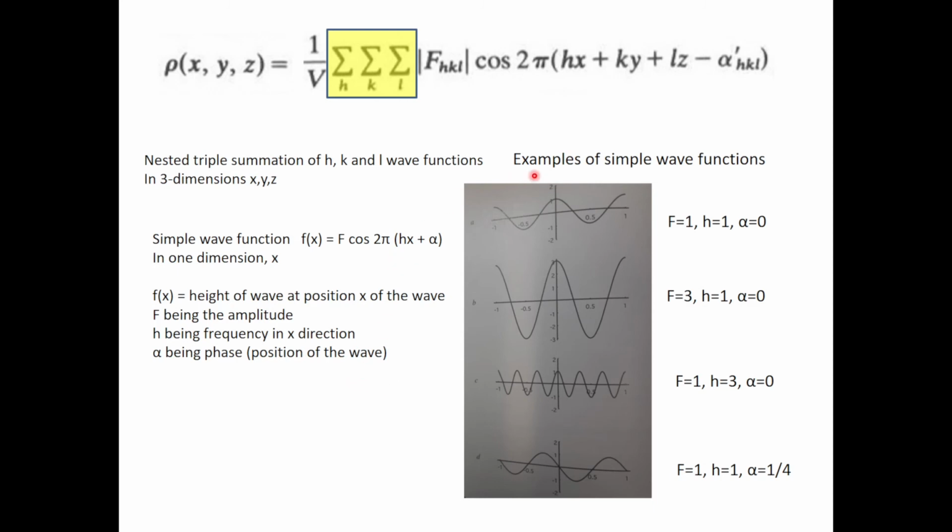And I have some examples of simple wave functions here. In the top one, the amplitude is 1, the frequency is 1, and the phase is 0. The difference between number 1 and number 2 is that the amplitude is increased by 3. The difference between number 1 and number 3 is that the frequency is increased by 3, which we see. And finally, the difference between the top one and the bottom one is that the phase is moved by 1/4, and we can see the wave has shifted phase.